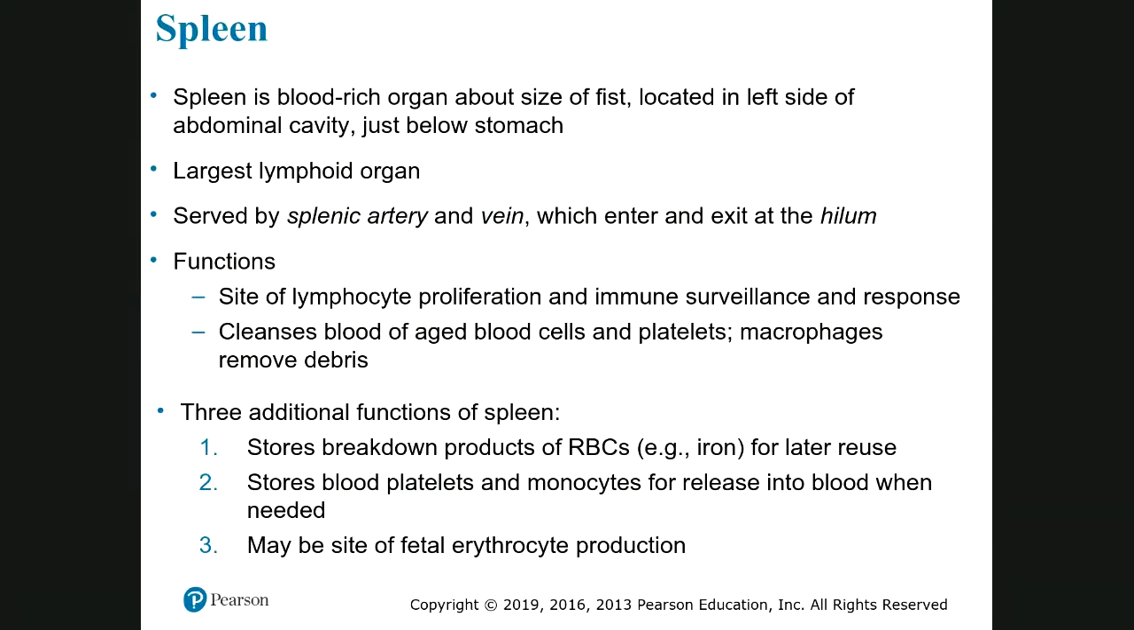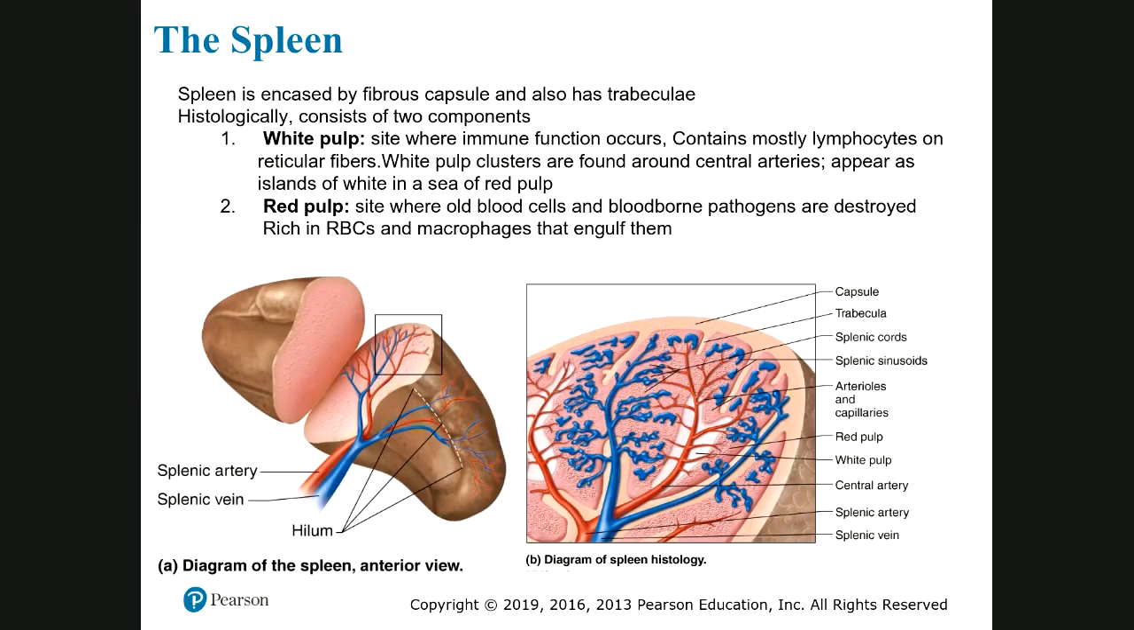And this is really very interesting. In fetal development, we don't have bone marrow, we don't have bones yet. So where did the fetal blood come from? We think it came from the spleen, besides also the liver. So the spleen may be the site for fetal erythrocyte production. Here I show you a diagram of spleen histology, very, very rich in blood vessels.